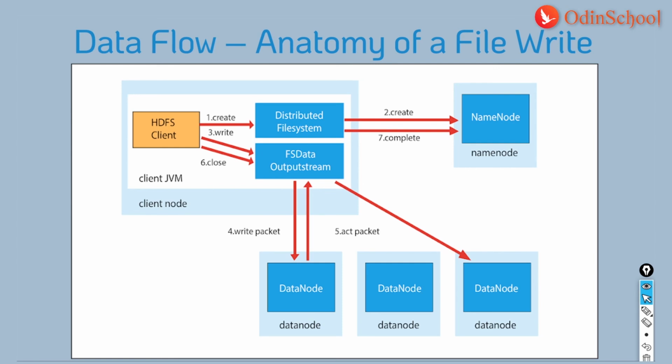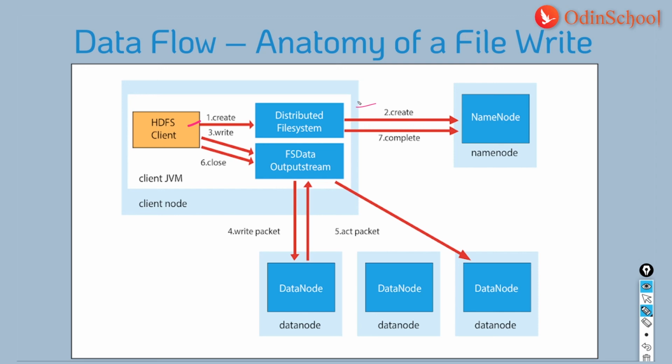Basically, what is the anatomy of a file write? Again, here you can see 7 steps at a higher level. The first one is create, the second one is creating to the name node, because whenever you are creating a file, the metadata should also be created. So the name node will also get the request.